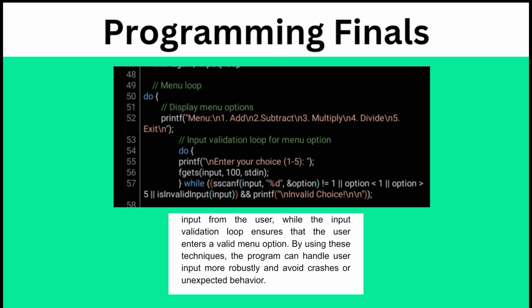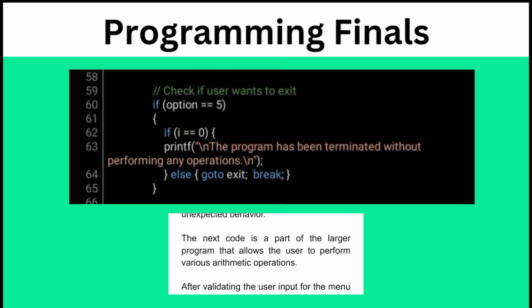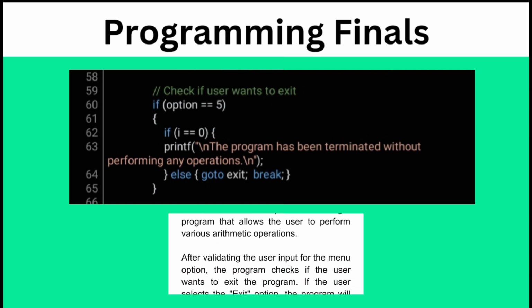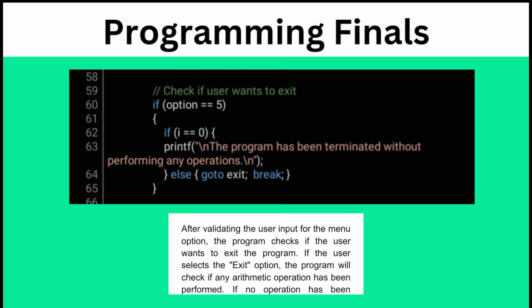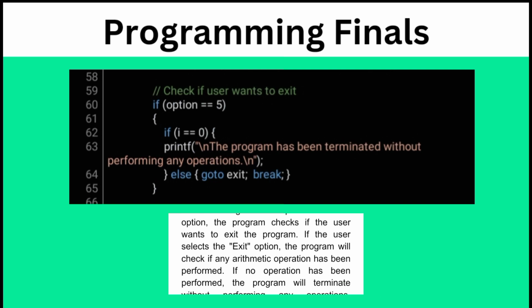By using these techniques, the program can handle user input more robustly and avoid crashes or unexpected behavior. The next code is a part of the larger program that allows the user to perform various arithmetic operations. After validating the user input for the menu option, the program checks if the user wants to exit the program. If the user selects the exit option, the program will check if any arithmetic operation has been performed.